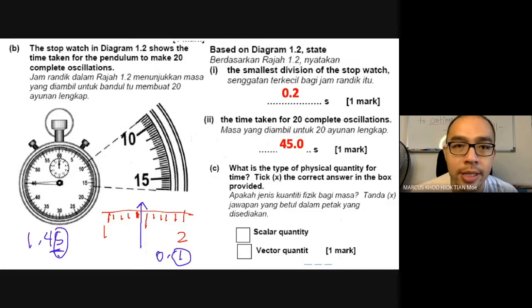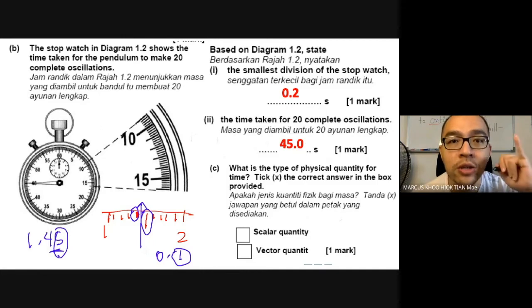So if you have this kind of situation, what do you do? You make a choice. Okay? Does it look more like 1.4 or does it look more like 1.5 to you? You have to make the choice. And whichever choice you make is going to be correct. Okay, it's just suka hati kamu mana yang kamu mau.